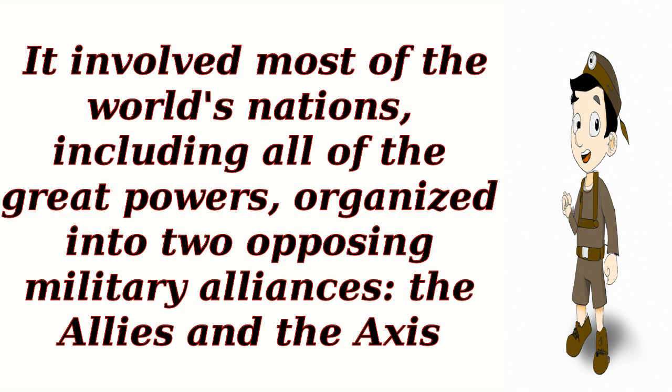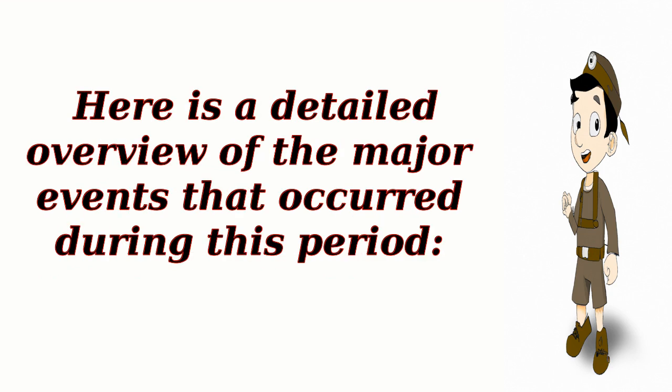It involved most of the world's nations, including all of the great powers, organized into two opposing military alliances, the Allies and the Axis. Here is a detailed overview of the major events that occurred during this period.